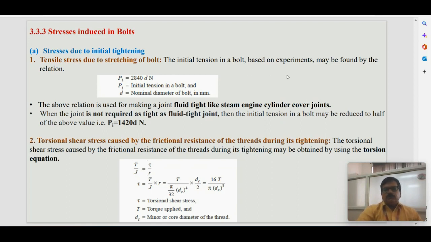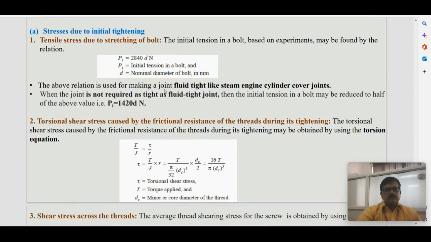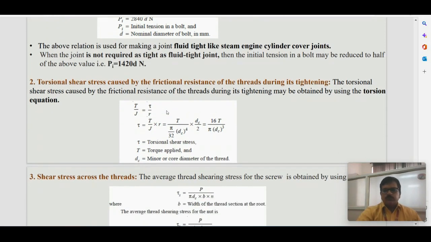So the initial tension in the bolt, based on several experiments, is found to be equal to 2840 D newtons. The above relation is used for making a joint fluid tight, like a steam engine cylinder cover. When the joint is not required to be as tight as fluid tight, the initial tension may be reduced to half, that is 1420 into diameter.